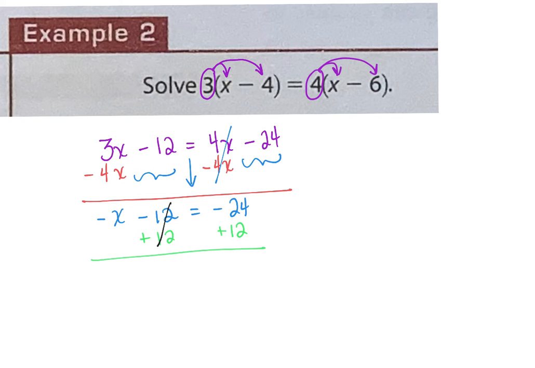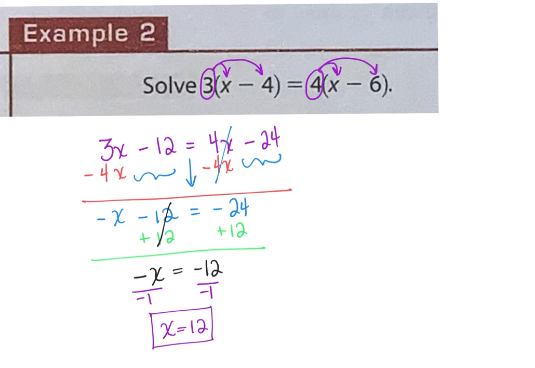It's going to cancel on the left. I still have negative x here. Negative 24 plus 12 is negative 12. I am not finished. I still have a -1 in front of my x, okay? You're not solving for negative x, you're solving for x. So divide by -1, and x equals 12.